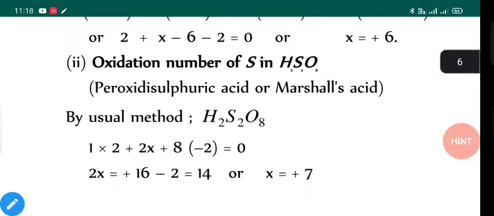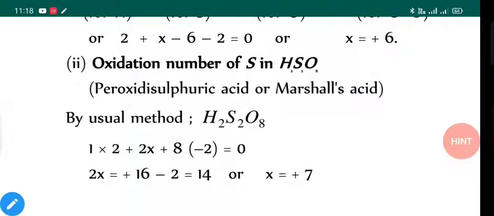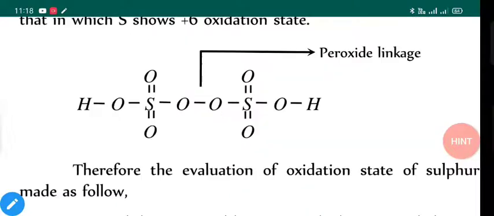Now the second example is Marshall's acid or H2S2O8. If we calculate using our traditional method, then you will get +7 charge, but again it contains a peroxide linkage, and that's why it is not in +7 but in +6 oxidation state. And here is the structure of Marshall's acid. As we can see, we have a peroxide linkage. That means out of 8, 2 oxygens are in -1 oxidation state instead of -2.